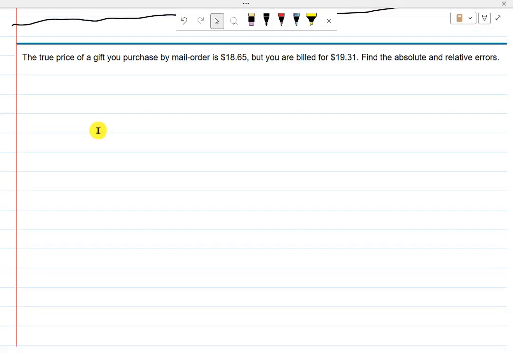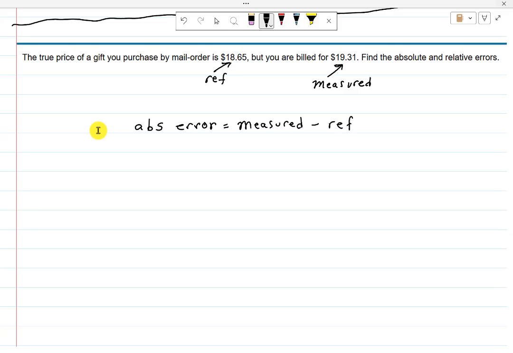All right, in this one, they give us the reference. That's the true price. That's that guy right there. And then this is the measured value, if you would like to call it that. So our absolute error is measured minus the reference. And our measured was 19.31, that's dollars, minus 18.65. And that looks like 66 cents.